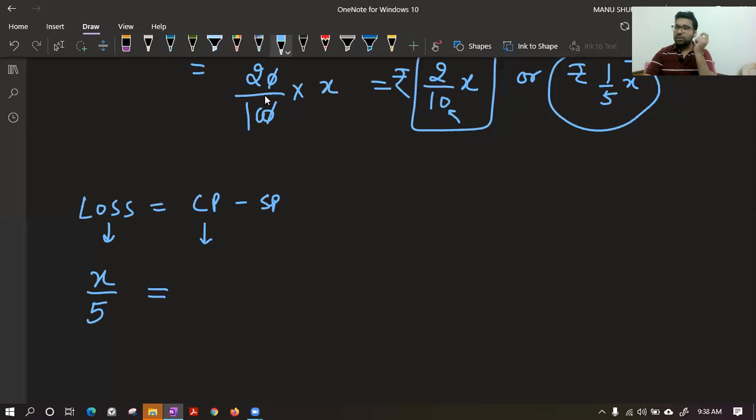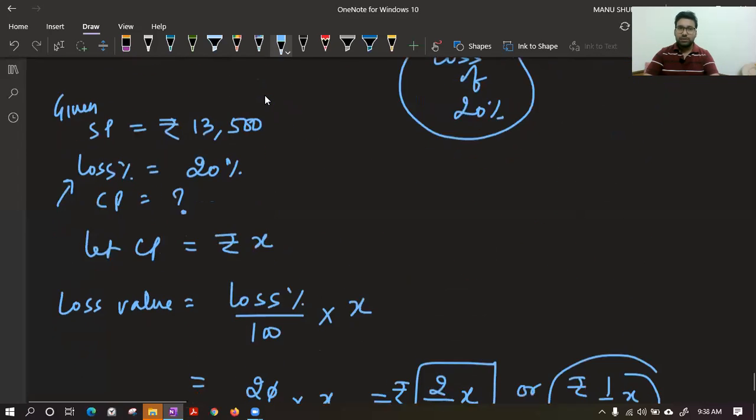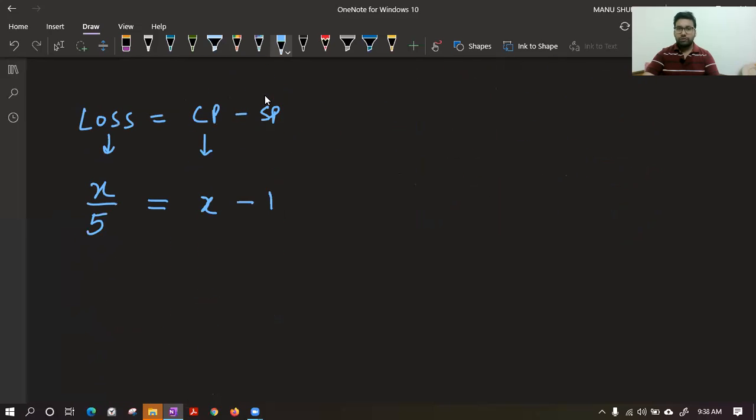Class, tell me what is the value of Cp? It is x, and Sp is given to us. The value of Sp is 13,500. So now our job is to isolate the x. But if you see, there are two x. So first we should try to make them single.